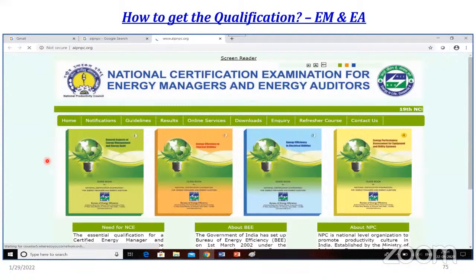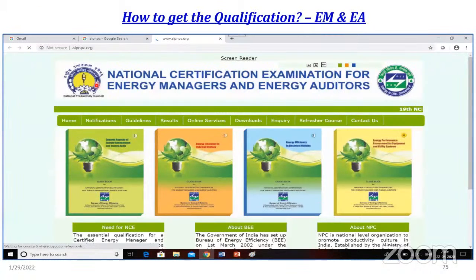If you want to become an energy professional, like an energy manager or auditor, then there is a qualification. There is an examination. The examination is conducted by the Bureau of Energy Efficiency. There is a separate scheme available, and in that scheme they are conducting the examination. This examination is called the National Certification Examination for Energy Managers and Energy Auditors. This examination is conducted by NPC, the National Productivity Council, which is the nodal agency of the Bureau of Energy Efficiency. So they are responsible for conducting the energy auditor and energy manager examinations throughout India.